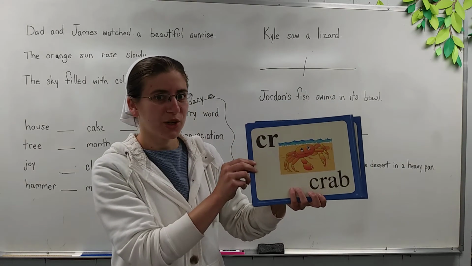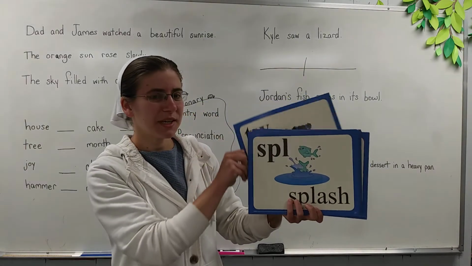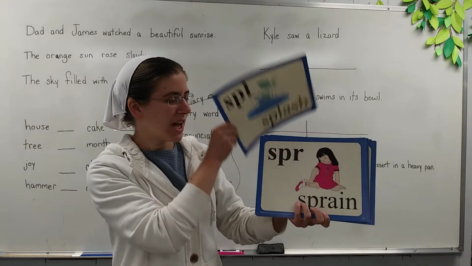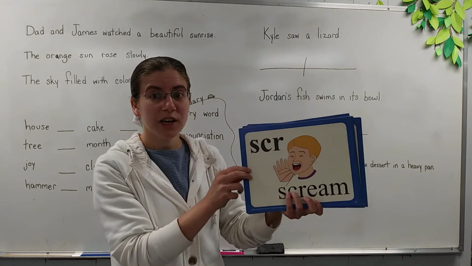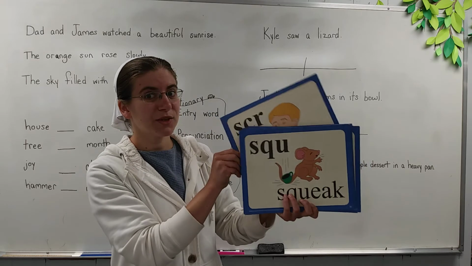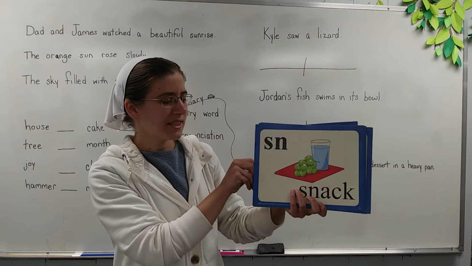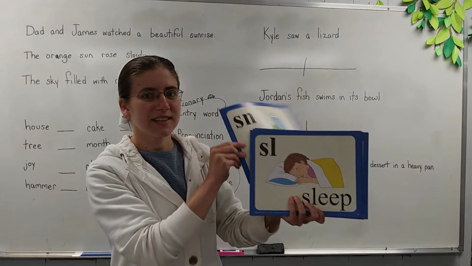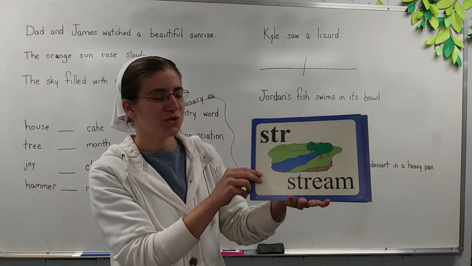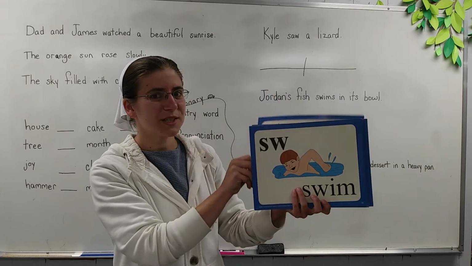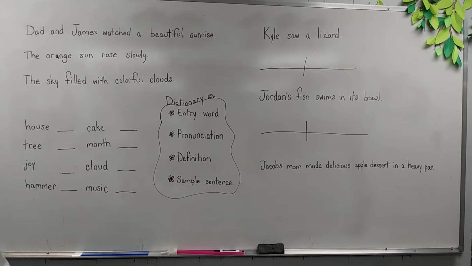CR says cruh in crab. TW says twuh in twins. SPL says spluh in splash. SPR says spruh in sprain. SCR says scruh in scream. SQU says squuh in squeak. SN says snuh in snack. SL says sluh in sleep. STR says struh in stream. SW says swuh in swim. And that is all.